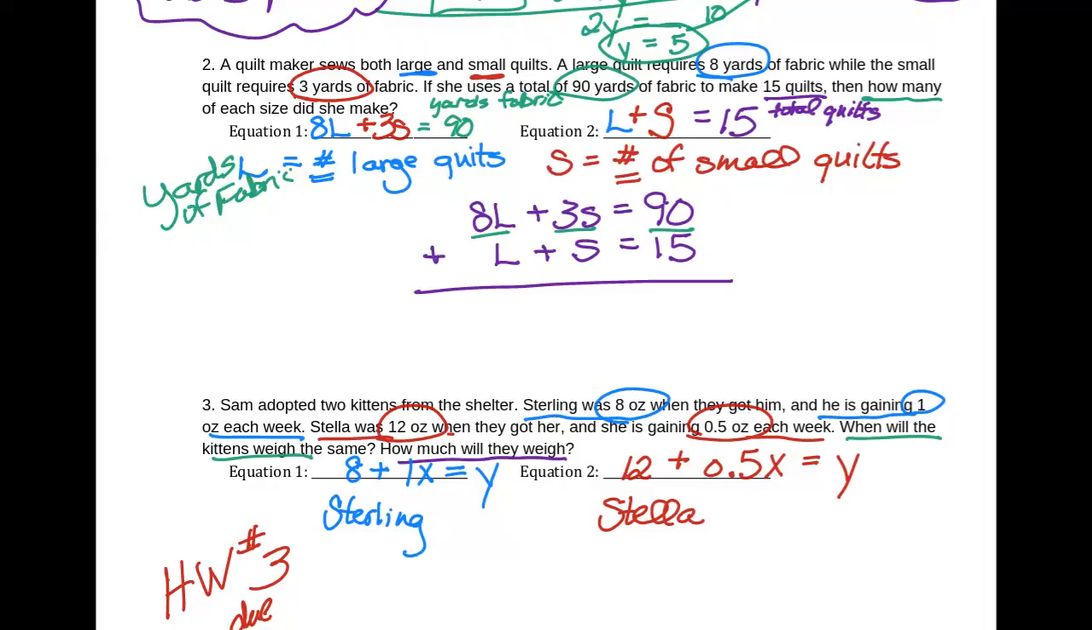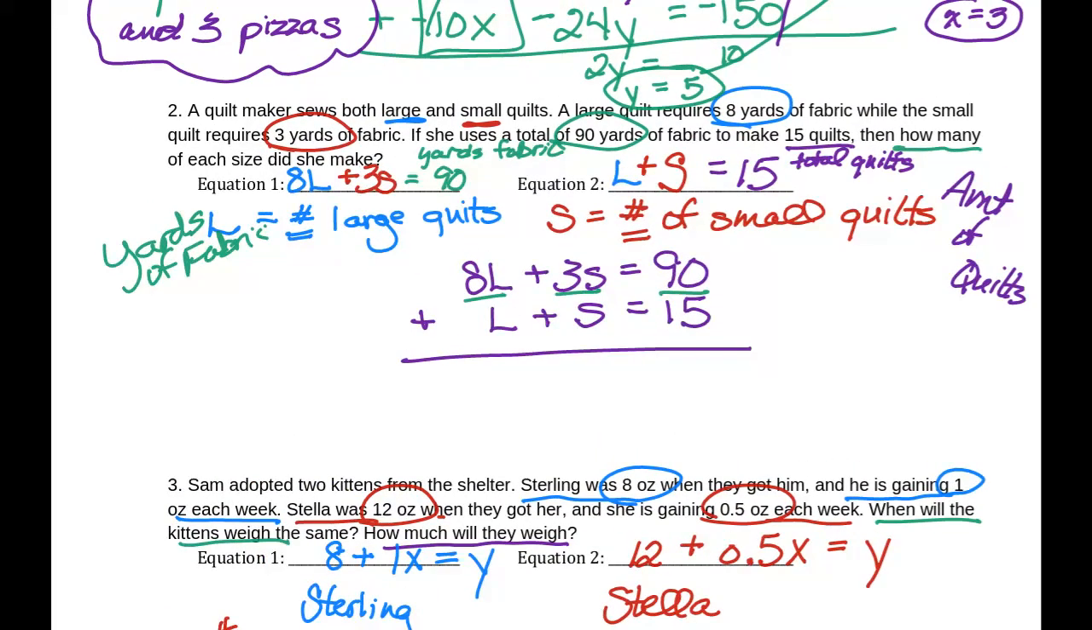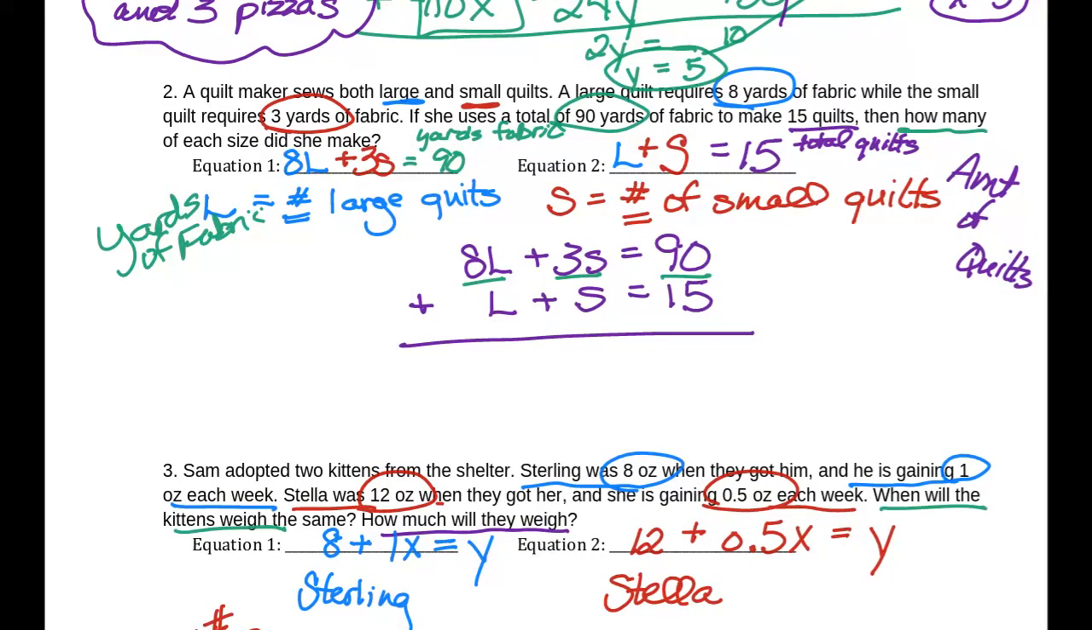Then, and this one is hard for students, the second one just talked about the amount of quilts, period. Well, we knew she could make a total of 15, so we knew that was going to be at the end, but then we were like, okay, what do I multiply with the L and with the S? But when you looked at it, L was actually the number of large quilts she was making already. So the number of large quilts, L, plus the number of small quilts, S, gave us that total.